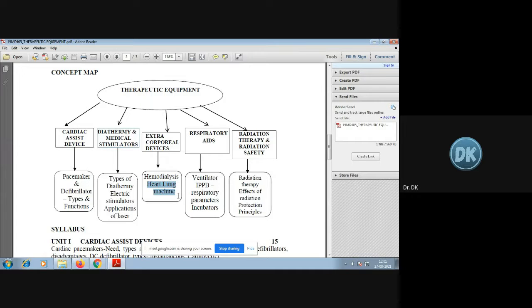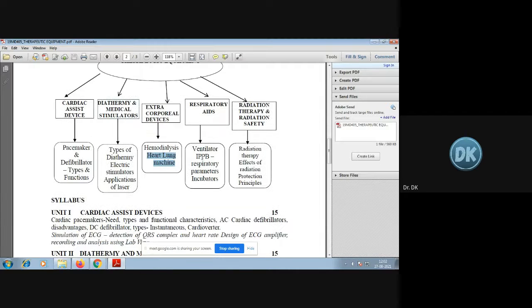Second one is the heart lung machine. It is mainly used during cardiac surgery. When there is an open heart surgery, the rib cage will be cut and in that case the heart will be directly connected to the heart lung machine. The blood will be taken from the body and the functioning of the heart and lung will be performed by that machine. That's why it's called a heart lung machine. Okay, and the fourth unit is about respiratory aids. Here we will see ventilators, respiratory equipment and incubators. All these things we will study in your fourth unit.